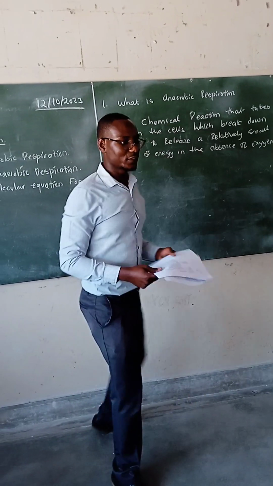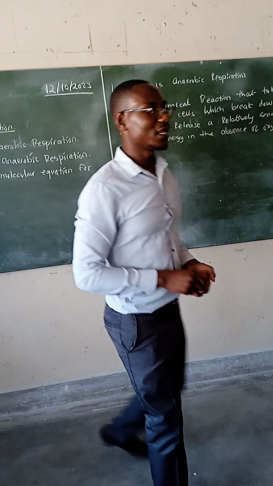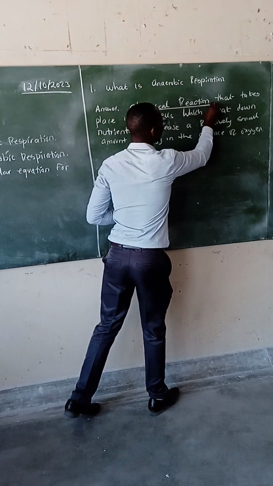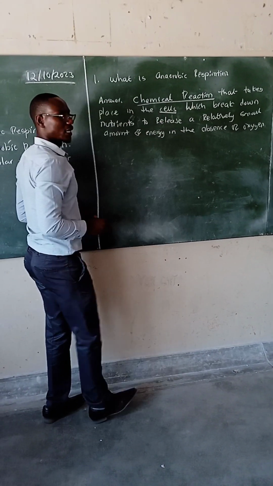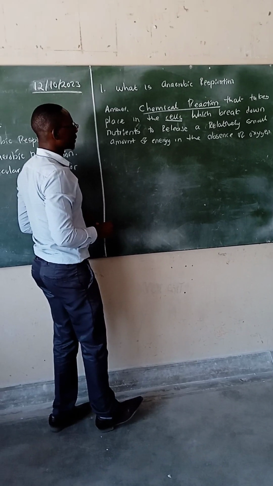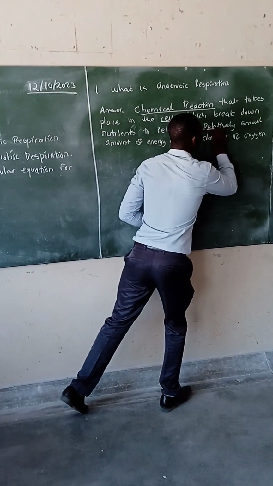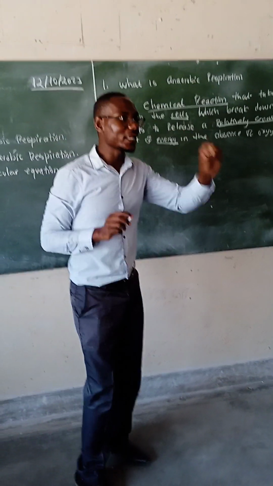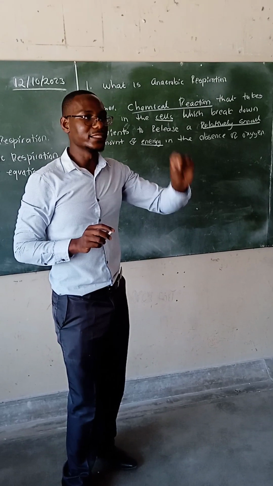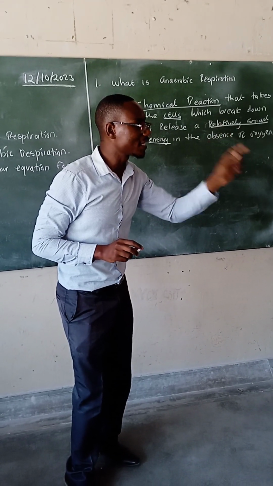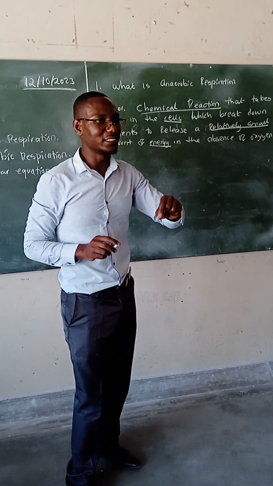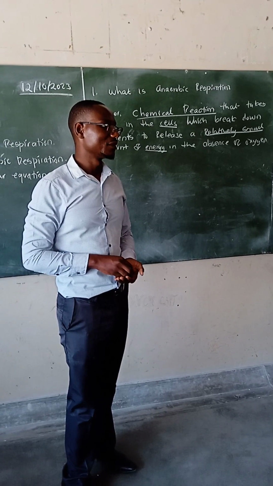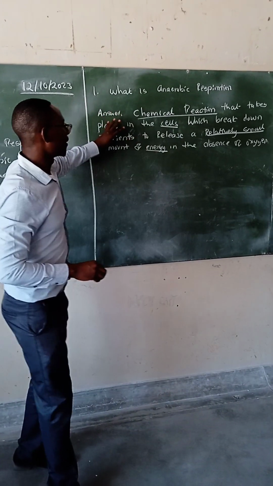Now I want us to come back to this. We don't have enough time. I think we are left with a few minutes. Anaerobic respiration, number one, is a chemical reaction. It takes place where? In the cell. What is the purpose of anaerobic respiration? To release energy. Are we okay? Yes. But don't forget, anaerobic respiration releases energy, but that energy is very small compared to the energy released during aerobic respiration. So the definition is there.